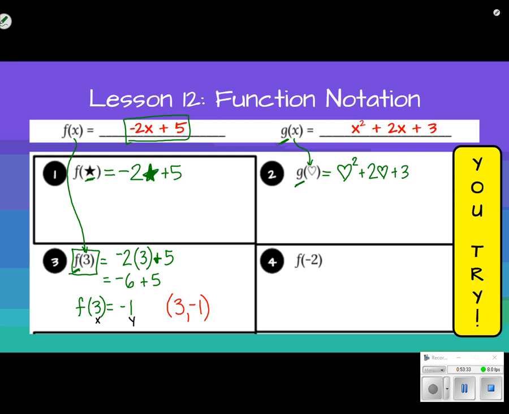Now, what is heart squared? I don't know what love squared is, but that's the best I can do.